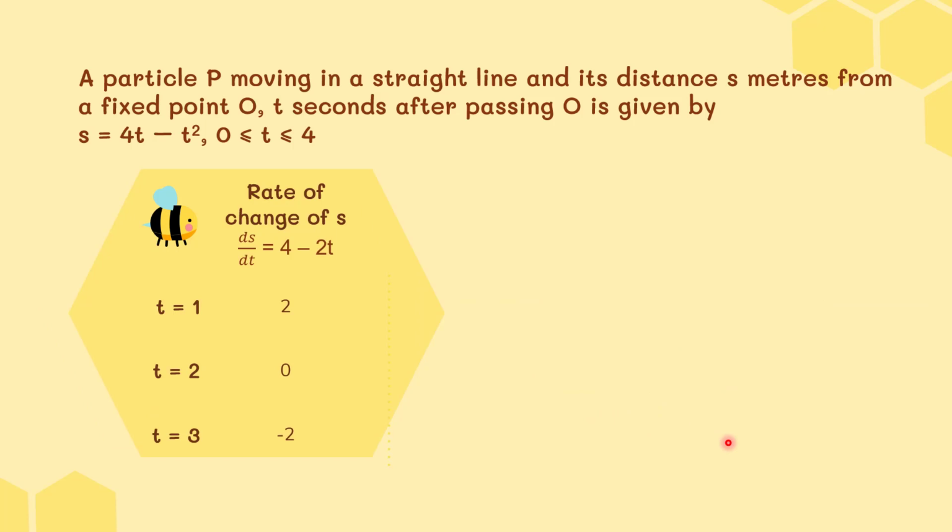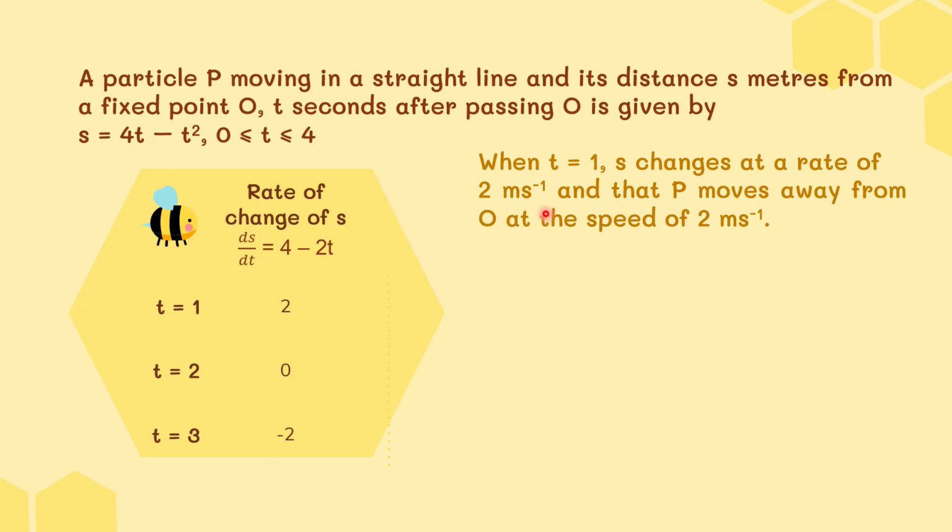Next, let's calculate the rate of change of s, which is ds/dt. ds/dt is the derivative of 4t minus t squared, so we obtain 4 minus 2t. When you substitute t equals 1, ds/dt is 2. When t equals 2, ds/dt is 0. And when t equals 3, ds/dt is minus 2. So we can conclude that when t equals 1, s changes at a rate of 2 meters per second, and it moves away from O at a speed of 2 meters per second.